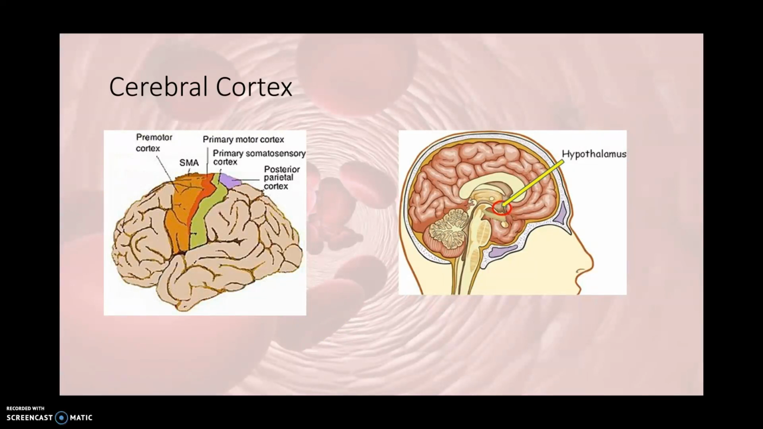Right, to exercise, we need to generate the idea of movement. This occurs in the association area of the cerebral cortex. So where are we? The association area. Oh, it's not pictured here. But our association area of the cerebral cortex is where it's going to generate the idea of movement.